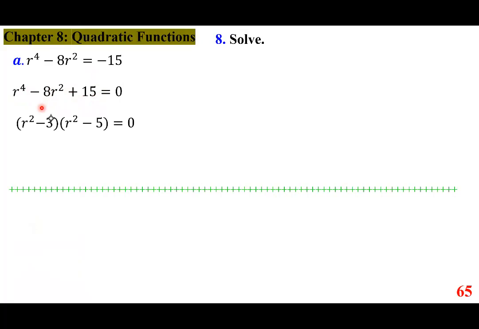I hope you realize that, although it can be done by letting r squared be something other than r, for example, x or u or m or y, any variable except r, do the math. This means r squared is 3. This means r squared equals 5. This means r is plus minus square root of 3, and this one plus minus square root of 5. We have a total of 4 answers.